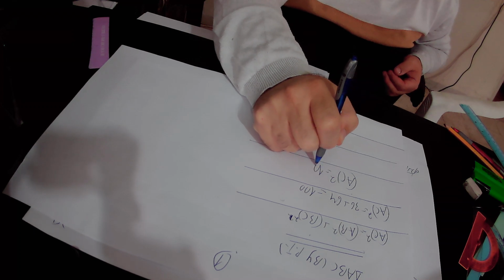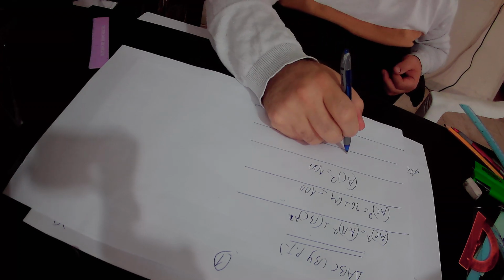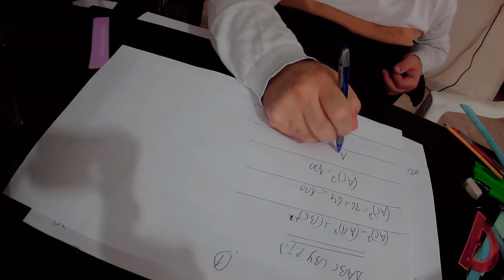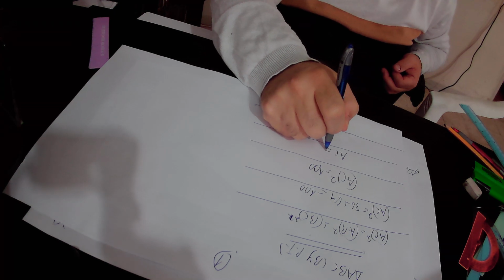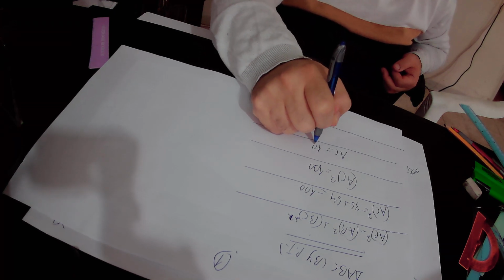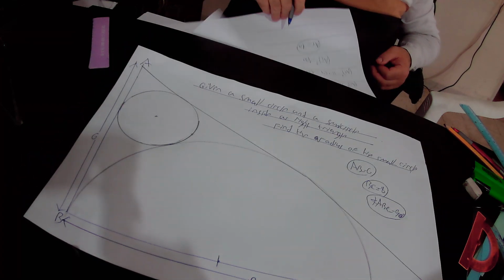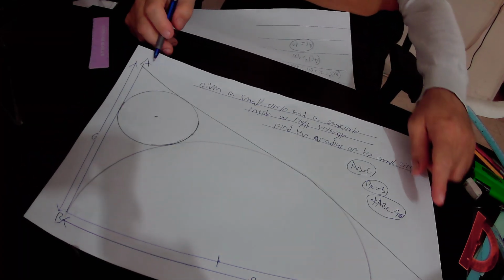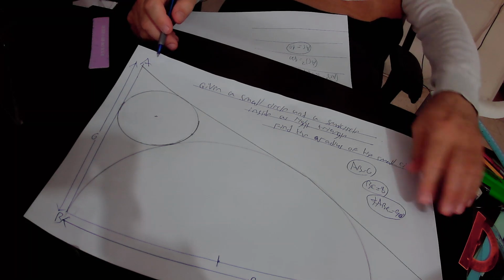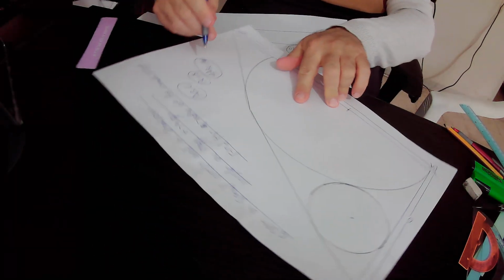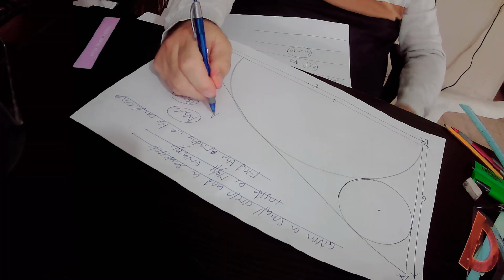We take the root of this equation, and finally get that the length of the hypotenuse AC is equal to the square root of 100, that is 10. And the length of the hypotenuse AC is 10 units. So write it down: AC equals 10 units in length.